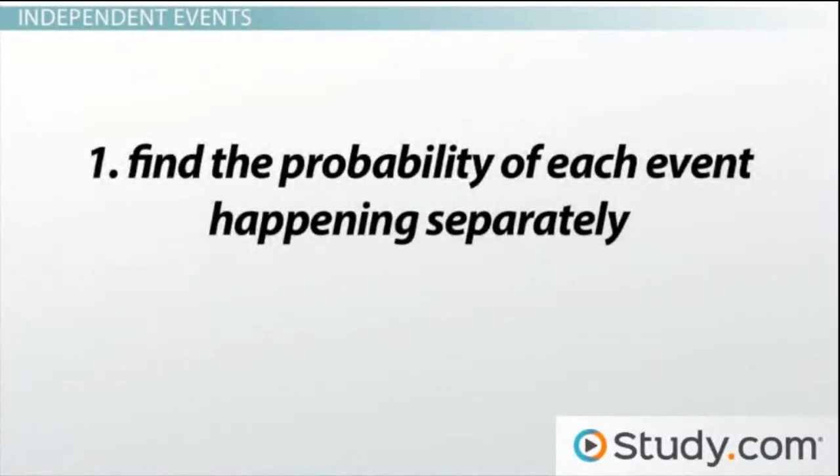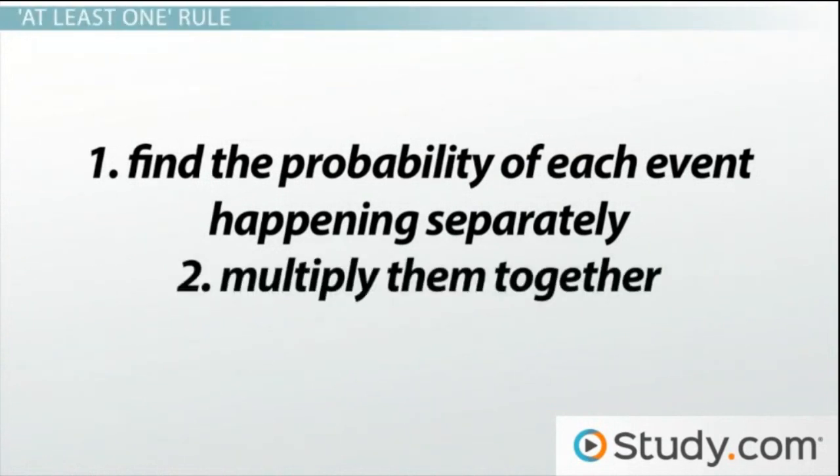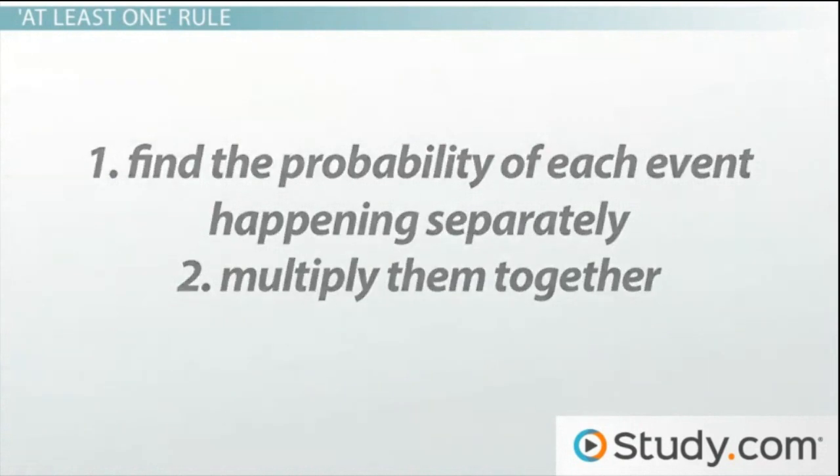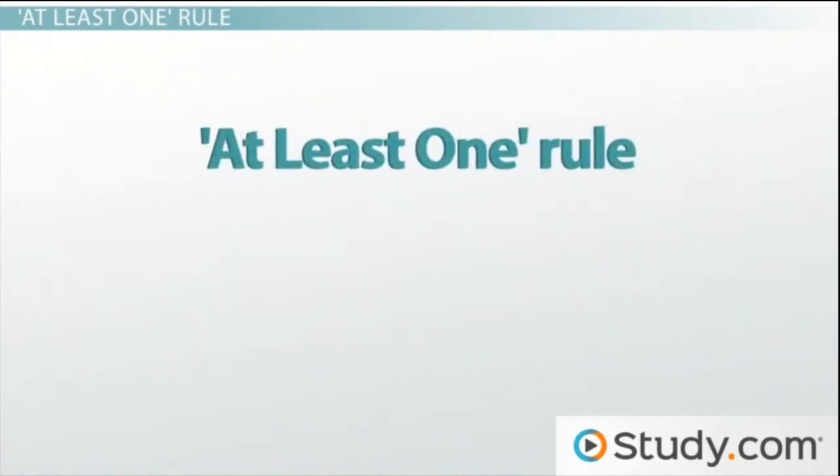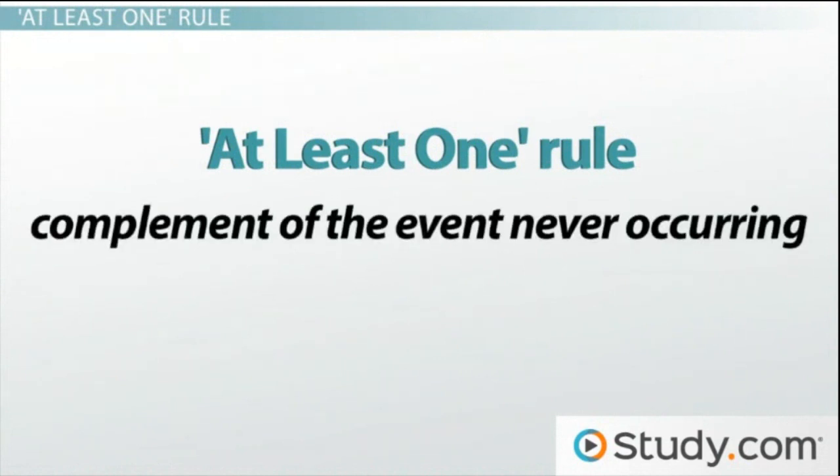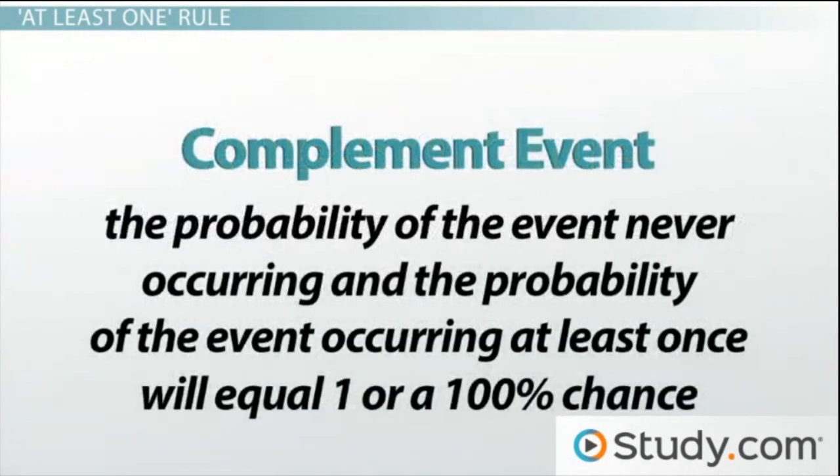To calculate the probability of multiple independent events, find the probability of each event happening separately and multiply them together. Occasionally, when calculating independent events, it is only important that the event occurs at least once. This is referred to as the at least one rule. To calculate the probability of an event occurring at least once, it will be the complement of the event never occurring. This means that the probability of the event never occurring and the probability of the event occurring at least once will equal 1 or a 100% chance.